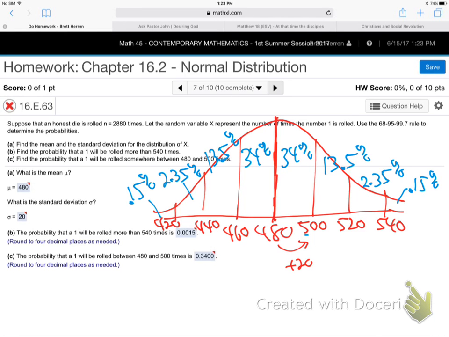Now come their questions. What's the probability that it'll be more than 540 times? 540 is right here. More is to the right, right? So it's 0.15, but it's 0.15%, isn't it? 0.15%. Remember what you do for percent? You get decimal goes back 2 places, so that'll be 0.0015.